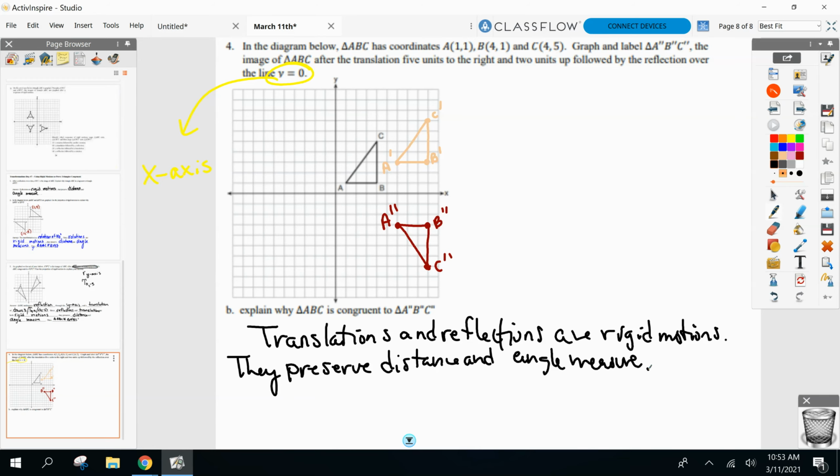Instead of putting in 2 sentences, you can say something like, translations and reflections are rigid motions, so they preserve distance and angle measure. Yeah, Sophia, I teach math, so I am the last person to be critical on grammar. As long as you get the point across that they're rigid motions and they preserve distance and angle measure, how you say that and what apostrophe, comma, semicolon you use, I'm not going to be picking.